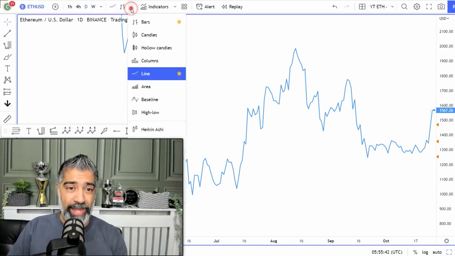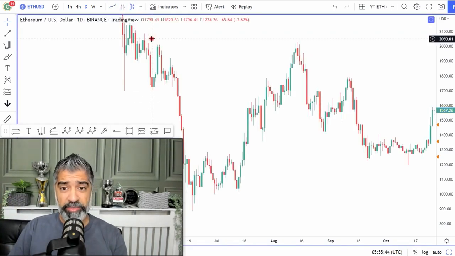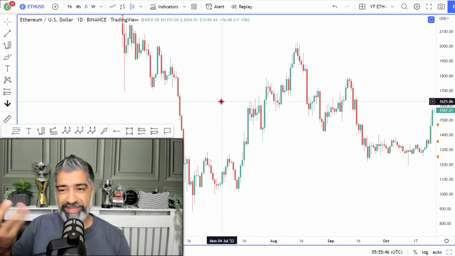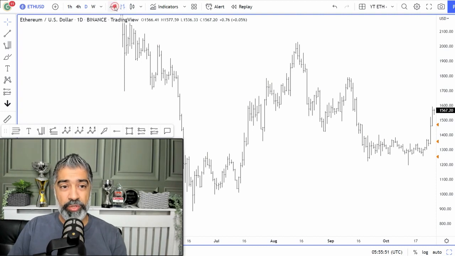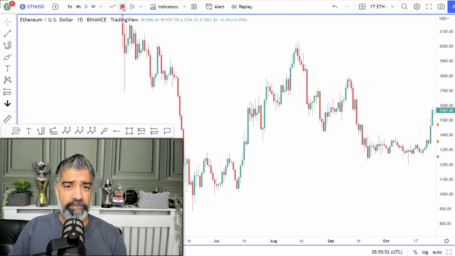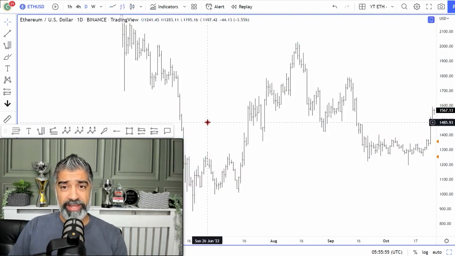You also have candlesticks, which is another option. Some people prefer candlesticks. There's pros and cons to each. I like to keep it relatively simple and keep it on bars, but just choose whichever one suits you best. So then we're just going to look at this.